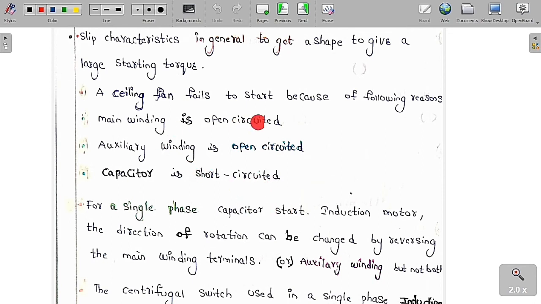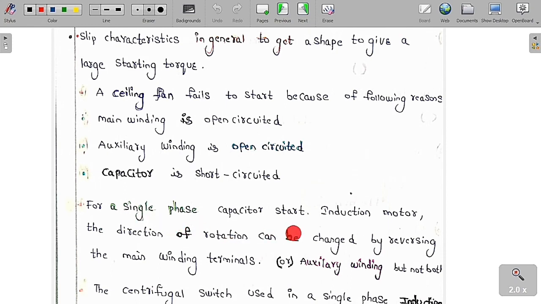So therefore, a ceiling fan fails to start because of these reasons. I have already told you the starting torque is directly proportional to the main winding current into the auxiliary winding current into sine of alpha, where alpha is the phase angle between the main winding current and the auxiliary winding current. Whenever the main winding is open circuited, IM is equal to 0, so starting torque is equal to 0. Auxiliary winding open circuited means IA is equal to 0, again starting torque is equal to 0. Capacitor short circuited means the alpha between IM and IA is very less, so it is not even enough to rotate the rotor. These are the conditions by which a ceiling fan fails to rotate.